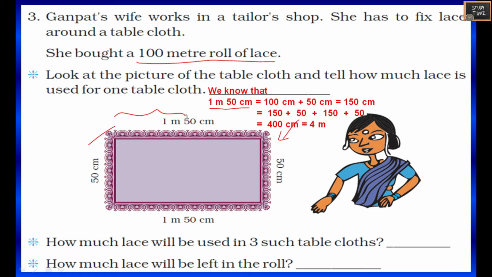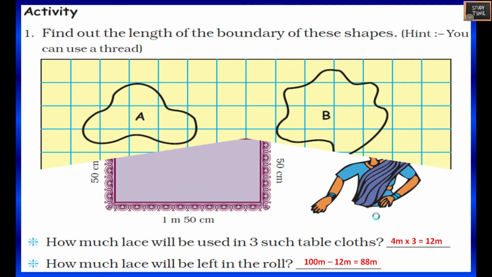How much lace will be used in 3 such tablecloths? For one tablecloth, she needs 4 meter. So for 3 such tablecloths, she needs 4 meter into 3 equal to 12 meter. How much lace will be left in the roll? So totally she has 100 meter. 100 minus 12 equal to 88 meter.